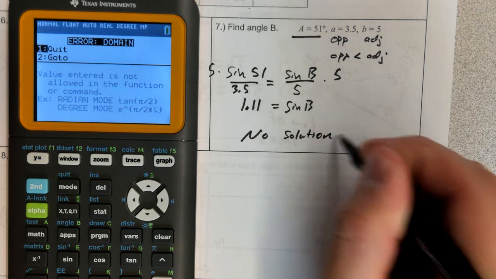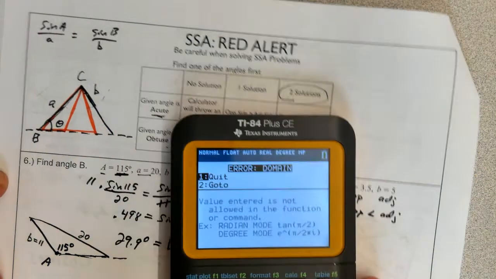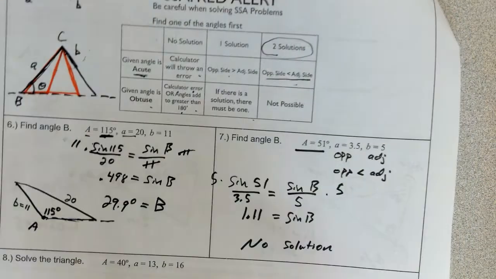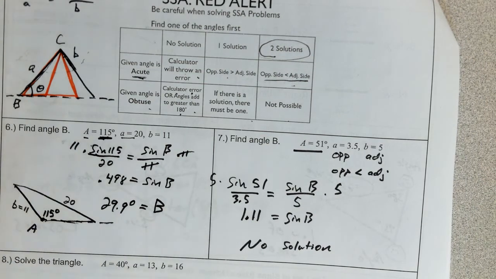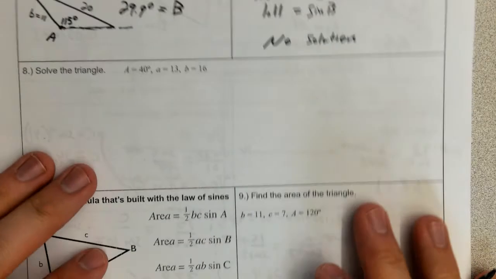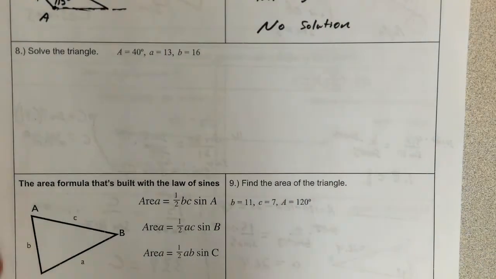So always take that first step, if you get the two triangle situation, of trying to find that first angle. And if you get an error, then you're done. There's no solution. All right, so let's solve the triangle here.